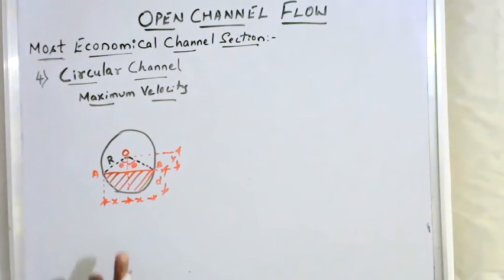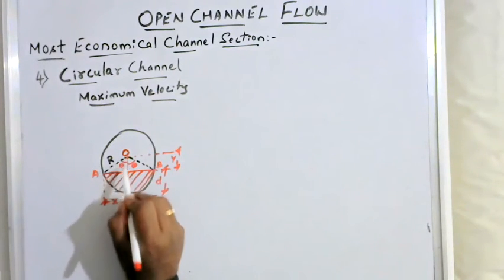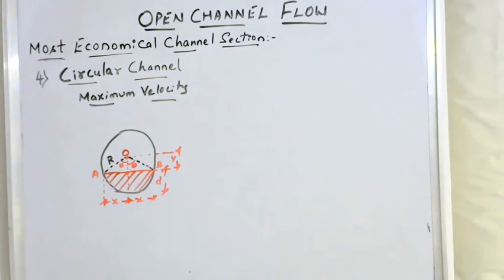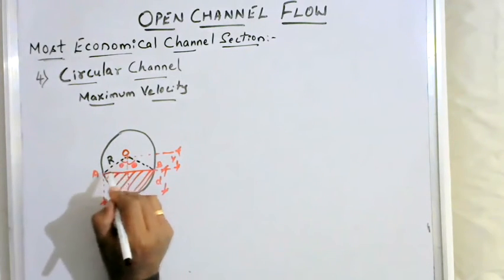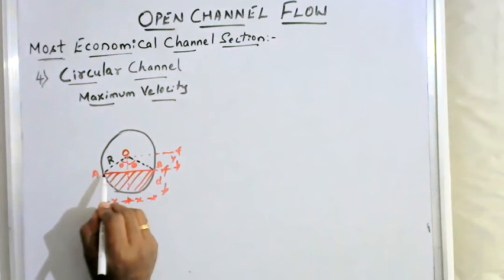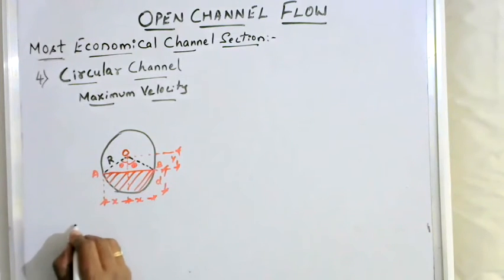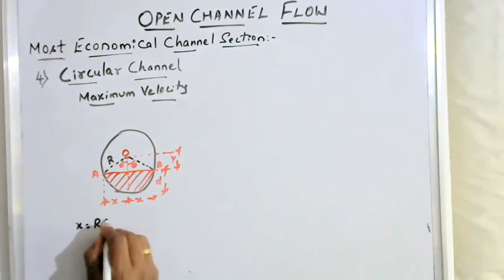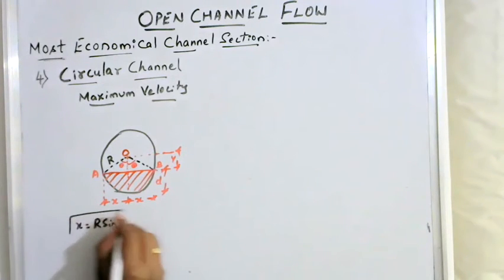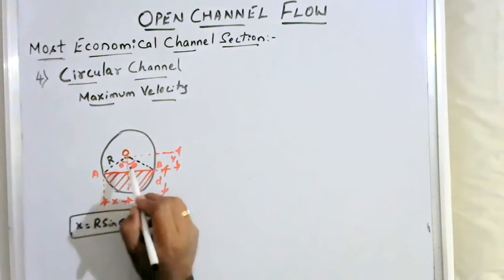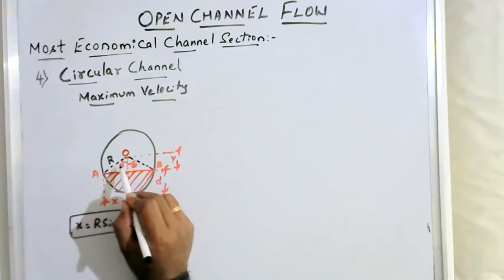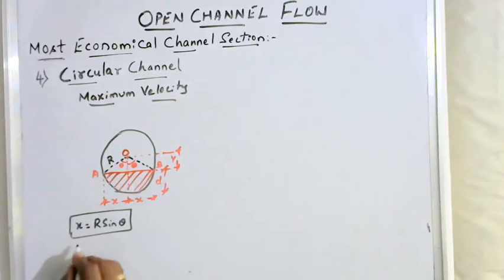Consider each triangle separately. In this triangle, I need to find the value of x. The hypotenuse is r, so applying sine theta equals x by r, therefore x is equal to r sine theta. Similarly, in the same triangle, cos theta equals y divided by r, therefore y is equal to r cos theta. These are the values you need to find beforehand.